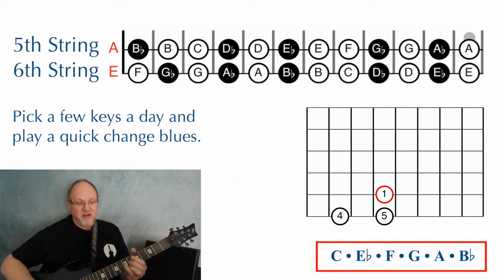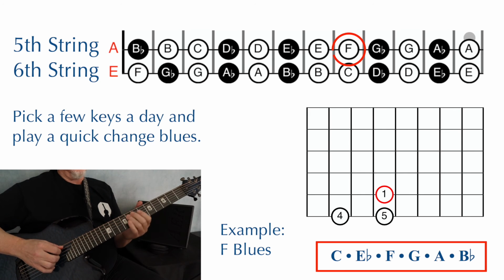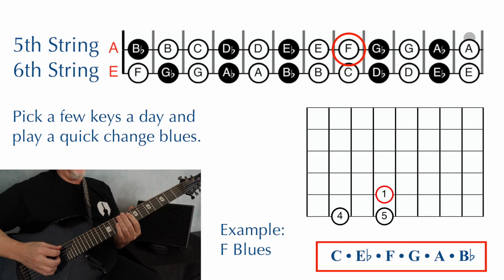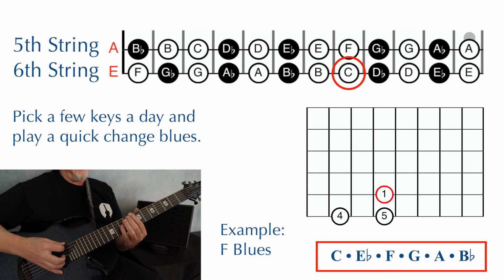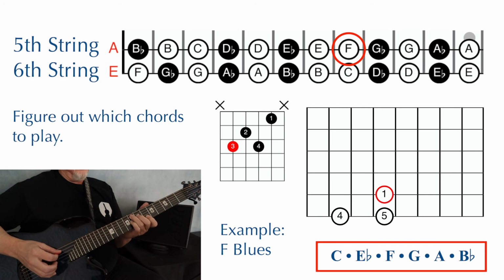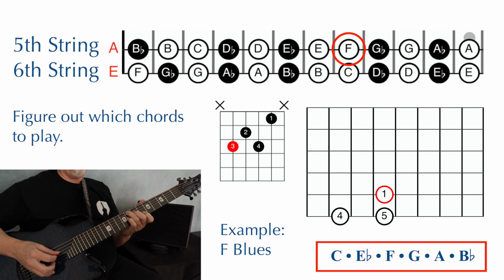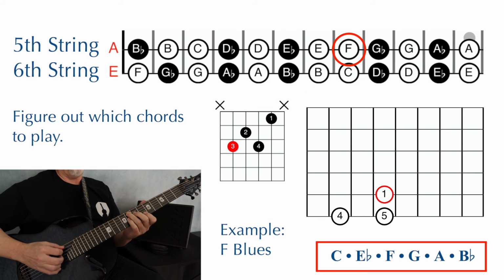Let's choose another key, this time F, and we're going to place the root of our 1 chord on the 5th string. That'll be at the 8th fret, because that's where the F is located. You want to find your 4 and 5 relative to that 1. So there's your 1, your 4, and your 5. Put chords to that, so our 1 chord with the root note on the 5th string. Your 4 and 5 chords are both going to be 6th string shapes. So there's your 4, there's your 5, and then play a quick change progression.